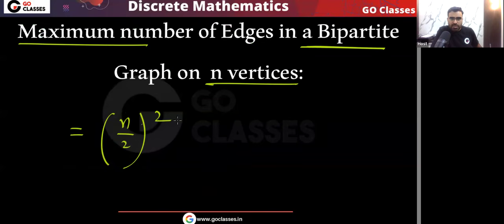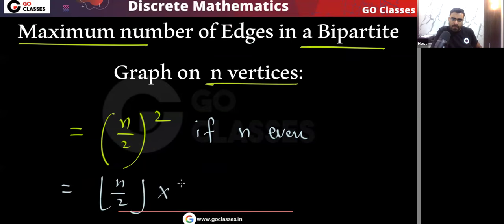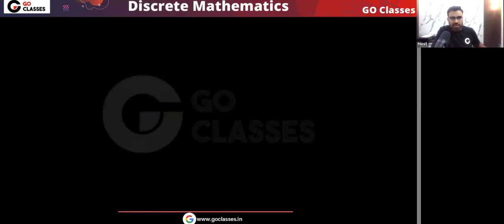Okay, so remember, you can use this if n is even, and you can use this equation, n by 2 floor multiplied by n by 2 ceil, if n is odd. Okay, understood? Please tell me. Very simple.